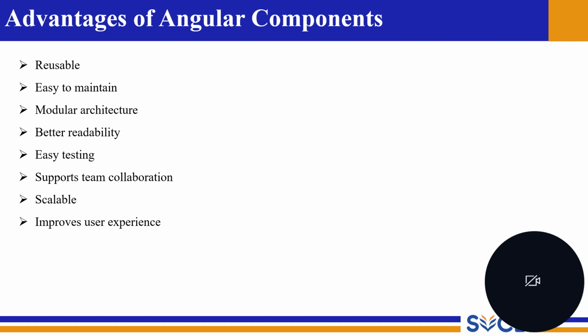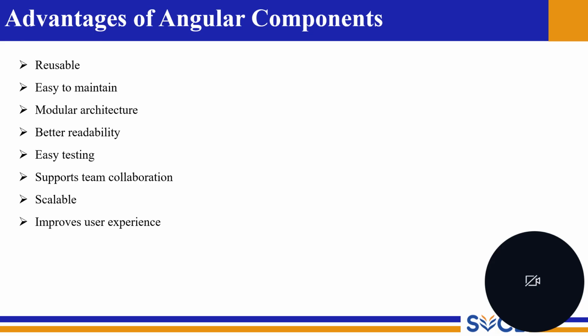Components divide a larger application into smaller manageable modules. For example, the app component contains a header component, product component, cart component, then footer component. This makes the application easier to understand and manage. And then better readability. The code is organized into small focused components, making it easier for developers to read and understand.